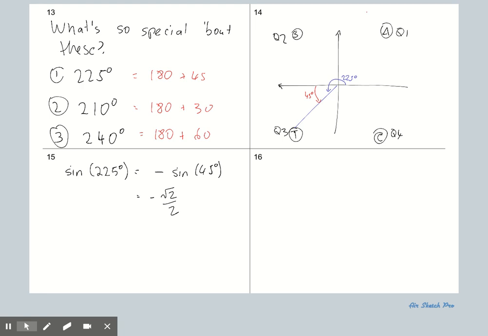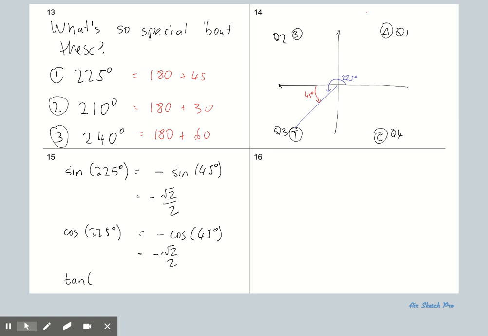What I've written there, as opposed to what I've said, yep, that's what we need to do. The cosine of 225 degrees is equal to negative cosine 45 degrees because the x-coordinate is negative. So that would be negative root 2 on 2.